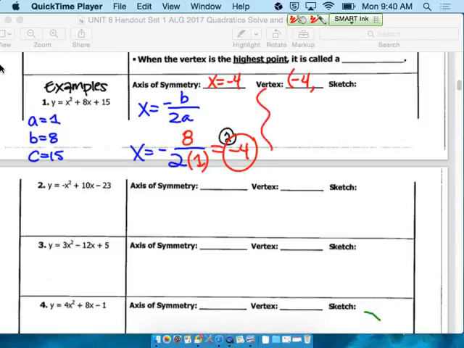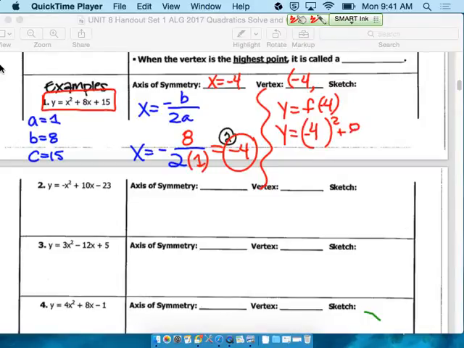So to use a little bit of function notation, this notation is just simply telling me to take the original quadratic, and everywhere that I see x, I will let that x become a negative 4. So here, y is going to equal negative 4 squared, that's f of negative 4, negative 4 squared plus 8 times negative 4 plus 15. So by doing this, this gives me the y-coordinate.